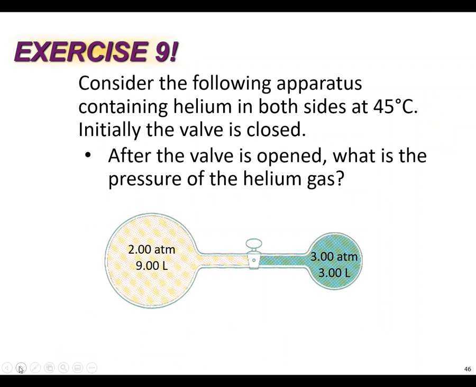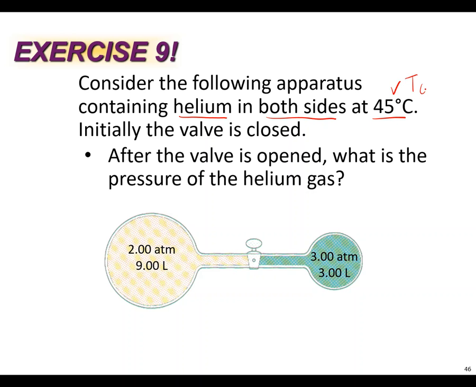Now, Dalton's law of partial pressure isn't as simple as just adding up partial pressures all the time. I've seen this problem in different AP exams where they give you this big vessel with different sizes. One bulb is larger than the other. It tells you here, consider the following apparatus containing helium, both sides at 45 degrees.